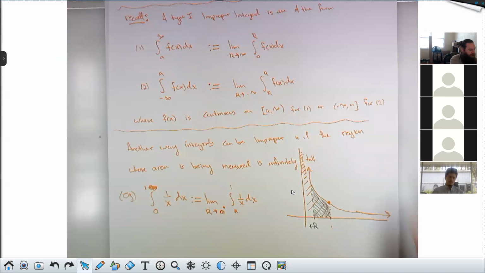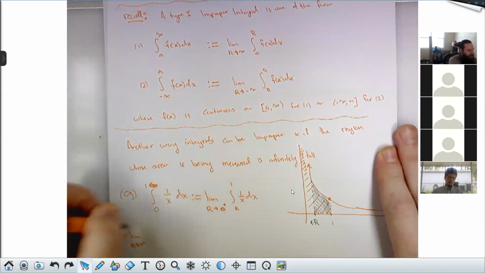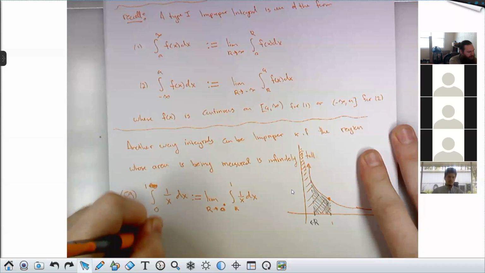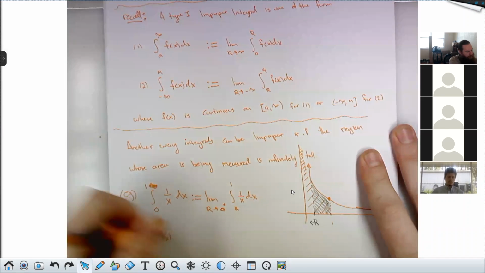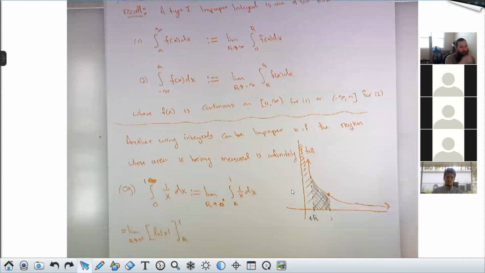So let's crunch it out and see what we get. This should be equal to the limit as r goes to 0 from the right of an antiderivative for 1 over x, that's ln absolute value of x, and I have to evaluate this between bounds.